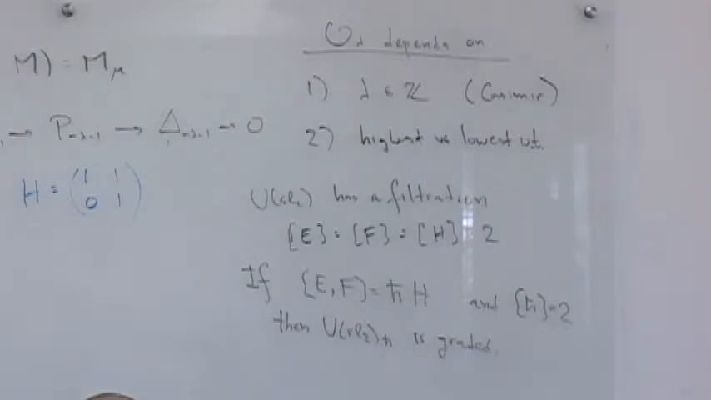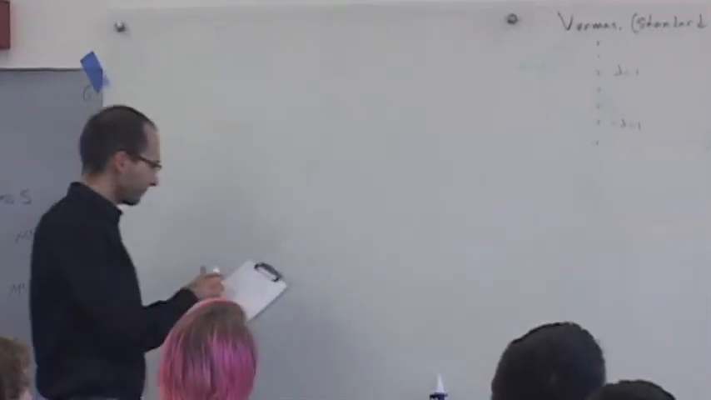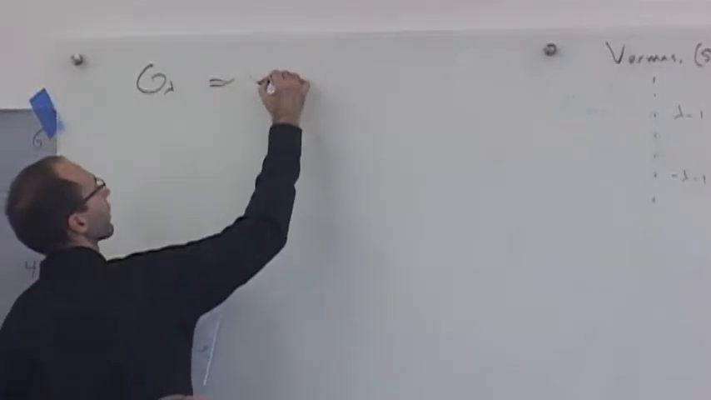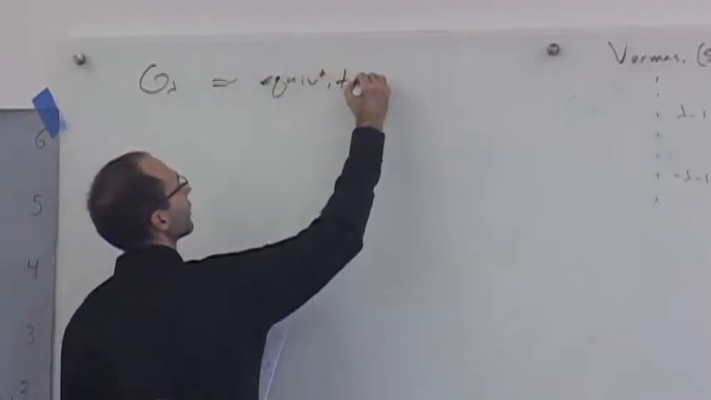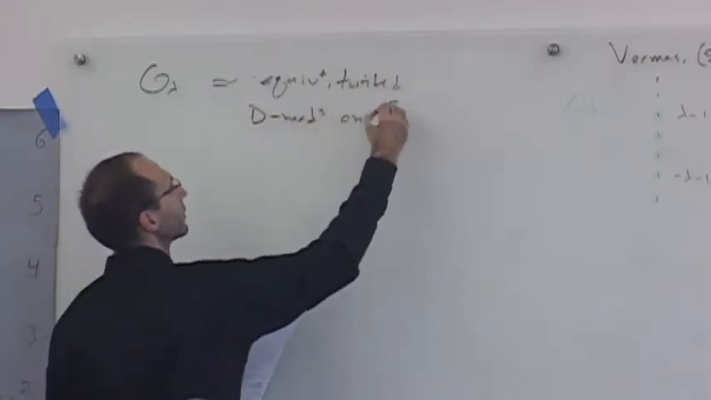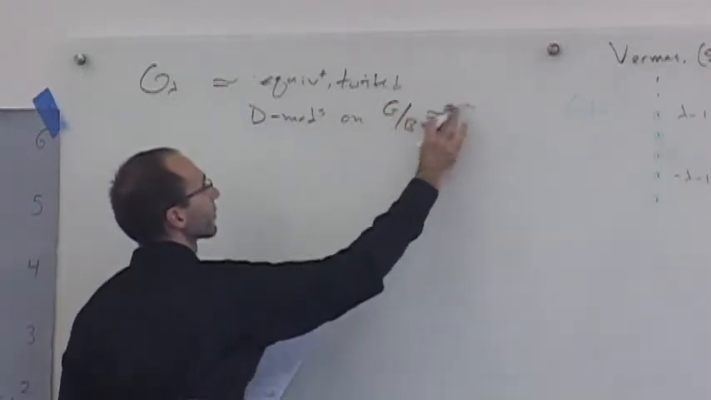Now, Beilinson and Bernstein proved that this category, O lambda, was equivalent to a category of equivariant, twisted D modules on the flag variety, G mod B, which in this case is CP1.